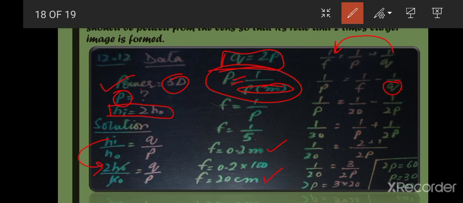Now q is replaced by 2p because of this equation. Now you have to take the LCM of p and 2p. You will have 1 by 20 equals 1 by p minus 1 by 2p, which is 1 by 2p, cross multiply it here. 2p will be equal to 40 and you will be left with p equals 20 centimeters. Here if you place an object in front of a convex lens, you will get an image 2 times higher than that of the object.